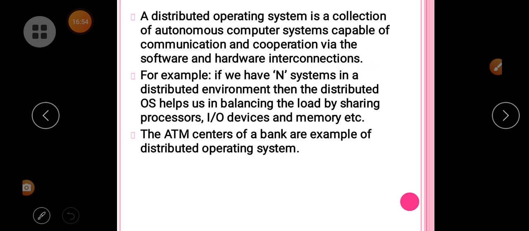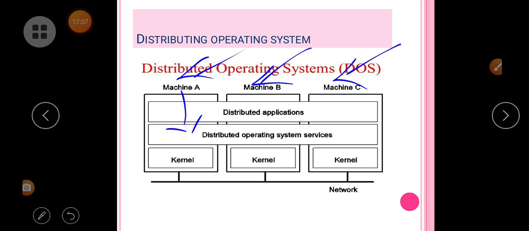So what does it mean? A distributed operating system is a collection of autonomous computer systems capable of communication and cooperation via software and hardware interconnections. Here the distributed operating system has only one operating system, and it works across all these three hardware computers. Between all these three there is cooperation, so that it can work with all the software and hardware which has to be installed.